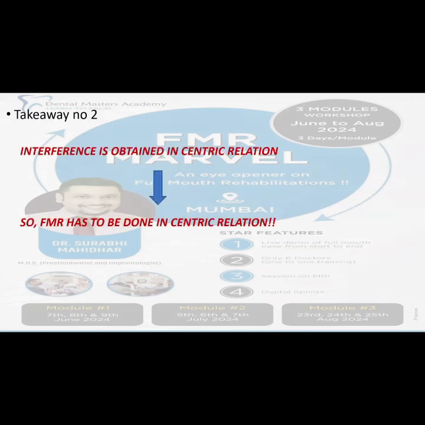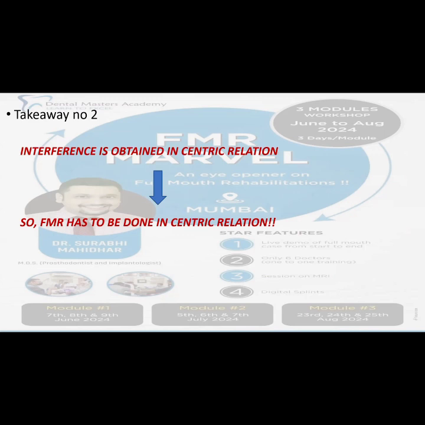Takeaway 2. Always FMR has to be done in centric relation. You cannot consider maximum intercuspation unless the patient is already equilibrated. If the patient has already undergone orthodontics and the minor selective grinding has been done and there are no interferences inside the oral cavity, yes, good to go. Maximum intercuspation is the relation that we take.